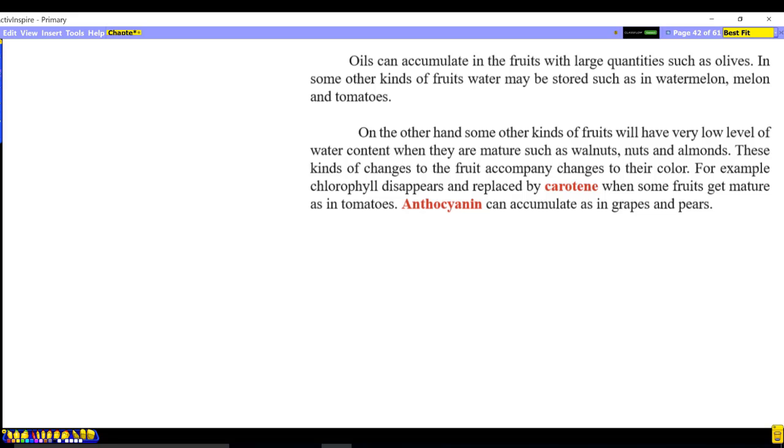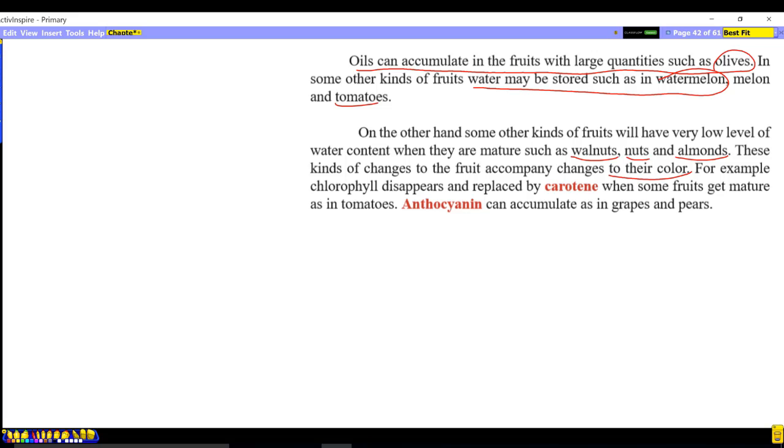In some kinds of fruits, oils can be accumulated in large quantities, like olives. In some other kinds of fruits, water may be stored, containing a high amount of water, like watermelon, melon, or tomatoes. In addition, some other plants or fruits will have a very low level of water, such as walnuts, nuts, or almonds. This kind of change to the fruit also changes their color.